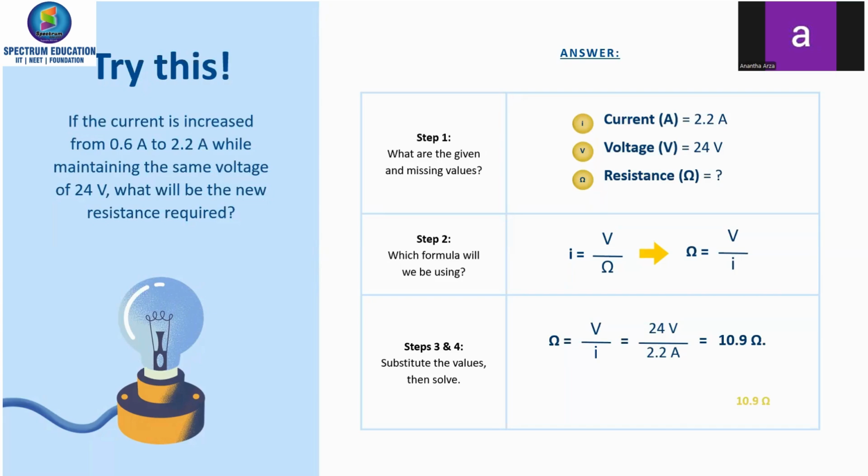Next, formula from Ohm's law. Current is equal to voltage by resistance. Now we have to find resistance. Resistance in ohms is equal to V by I. V is 24, I is 2.2. 24 by 2.2 is 10.9 ohms. The answer is resistance 10.9 ohms.